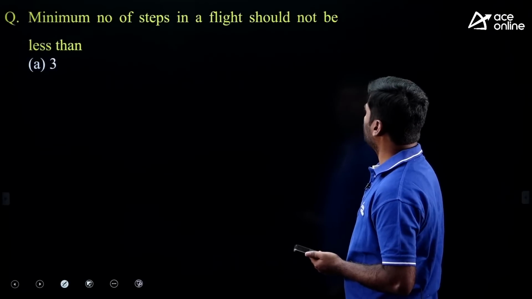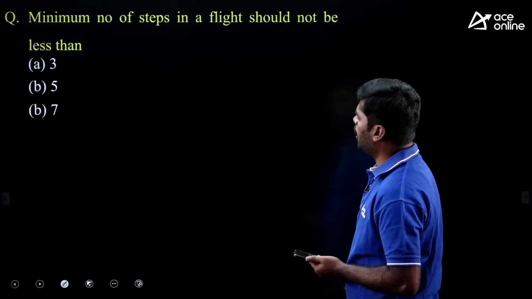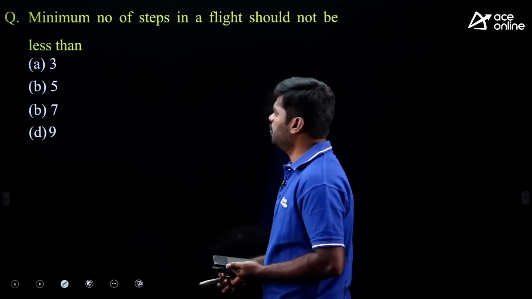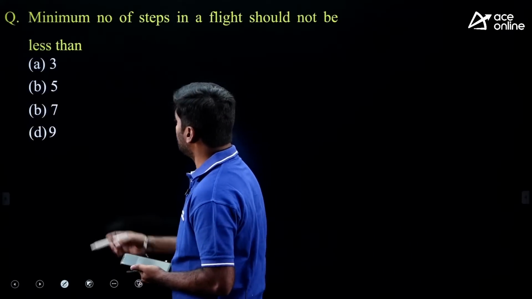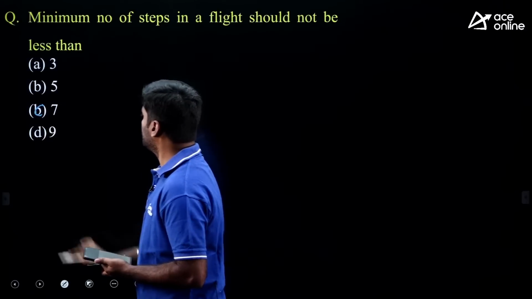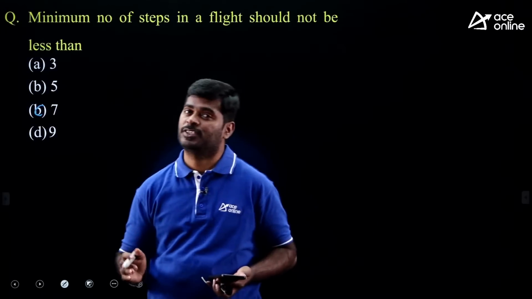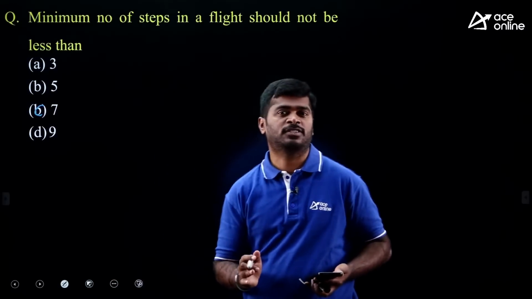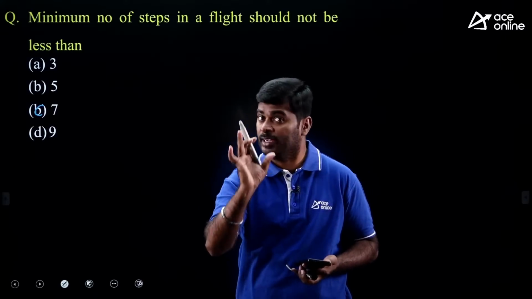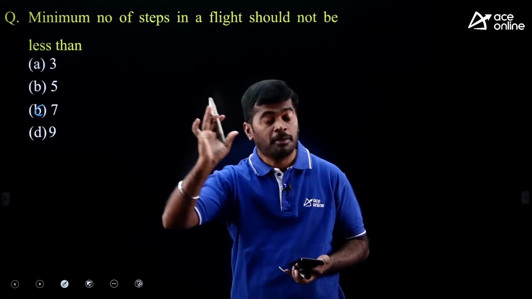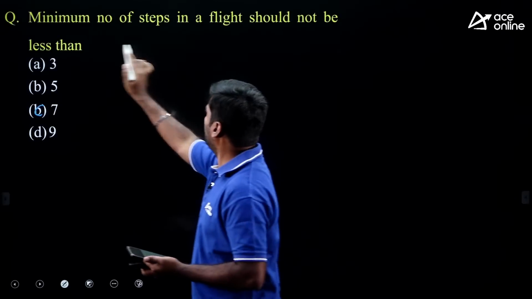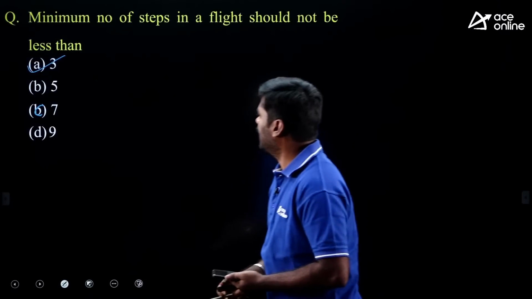Next question. Minimum number of steps in a flight should not be less than, options given, A 3, B 5, C 7, D 9. In a flight, minimum number of steps 3, maximum number of steps 12. In one flight, minimum 3, maximum 12. So, they asked minimum, option A is correct.